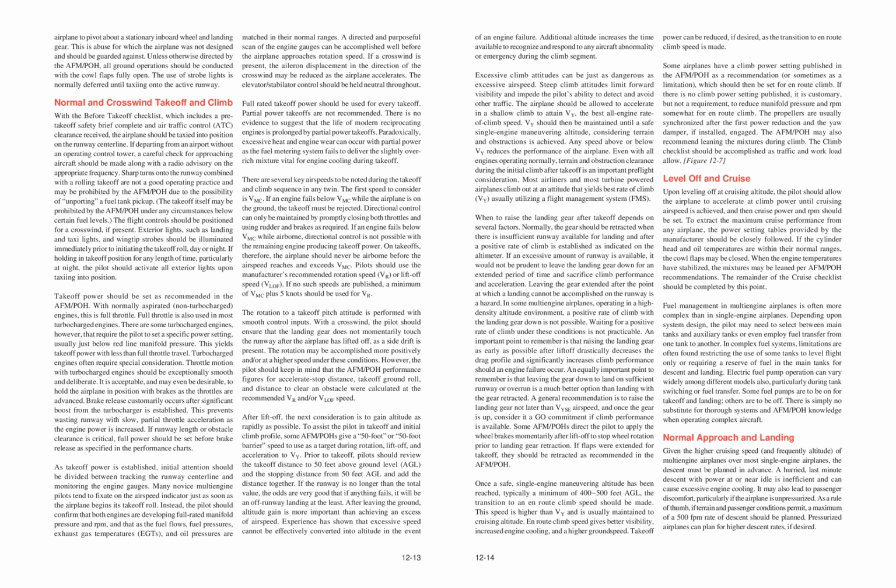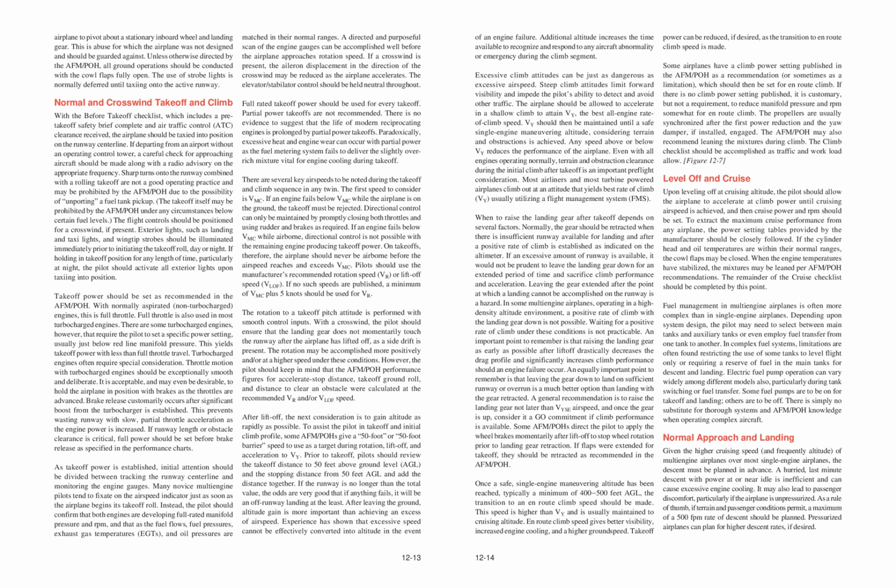Normal approach and landing. Given the higher cruising speed, and frequently altitude, of multi-engine airplanes over most single-engine airplanes, the descent must be planned in advance. A hurried, last-minute descent with power at or near idle is inefficient and can cause excessive engine cooling. It may also lead to passenger discomfort, particularly if the airplane is unpressurized. As a rule of thumb, if terrain and passenger conditions permit, a maximum of a 500 fpm rate of descent should be planned. Pressurized airplanes can plan for higher descent rates, if desired.